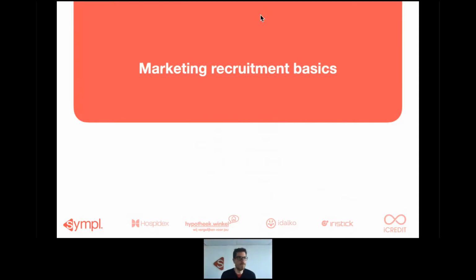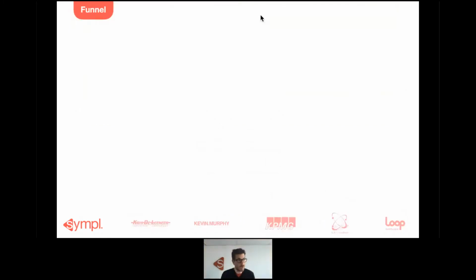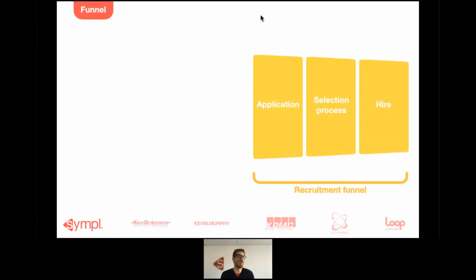So, marketing recruitment basics, just making sure we all agree on the terms. We'll talk all about the funnel today. And if you're in recruitment, you're probably already aware that there's a recruitment funnel. People will apply for a vacancy. Then you have an internal selection process, which is different for every company. And eventually you hire. Obviously you have more people that apply than you will hire. So at every step, a couple of people drop out, either because you stop the process for them, or they decide to stop themselves.